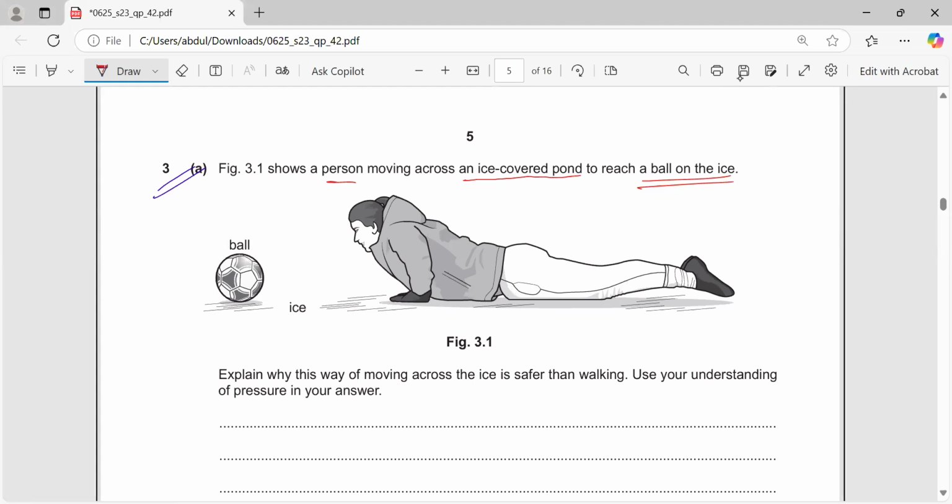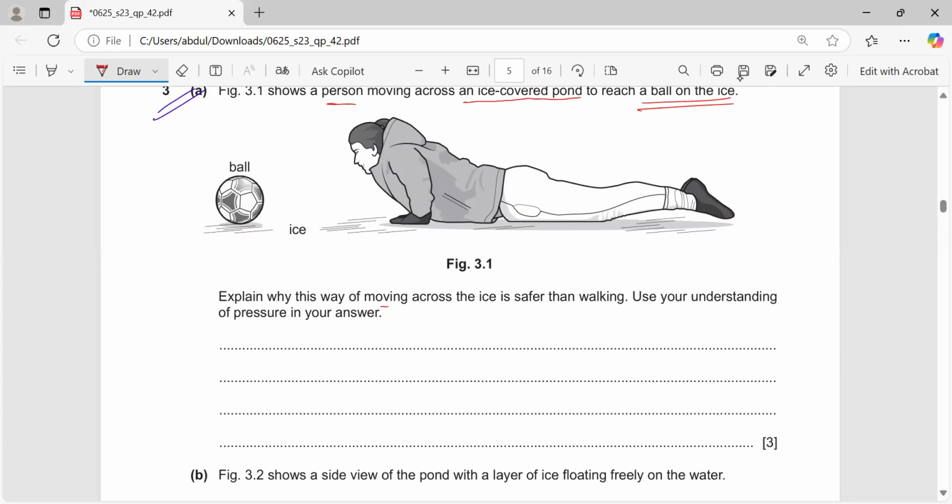To reach a ball on the ice. So explain why this way of moving across the ice is safer than walking. Use your understanding of pressure in your answer. We will use our understanding of pressure, but before that, just let me share with you something.